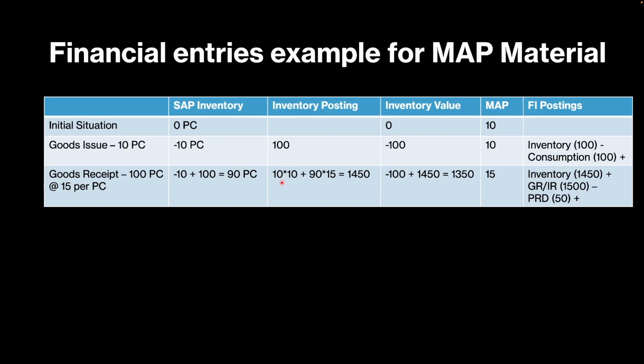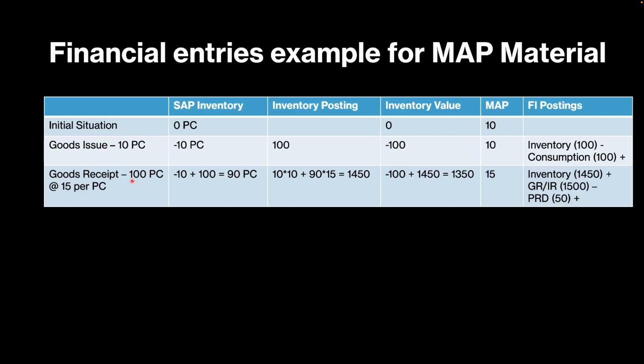But here you can see system posted in a different way. System did this calculation to arrive at an inventory posting of 1450. As we discussed just now, for materials which are managed at moving average price and which have a negative stock, if you post a goods receipt up to the negative stock, system will pick the price from the moving average price which is there in the material master.